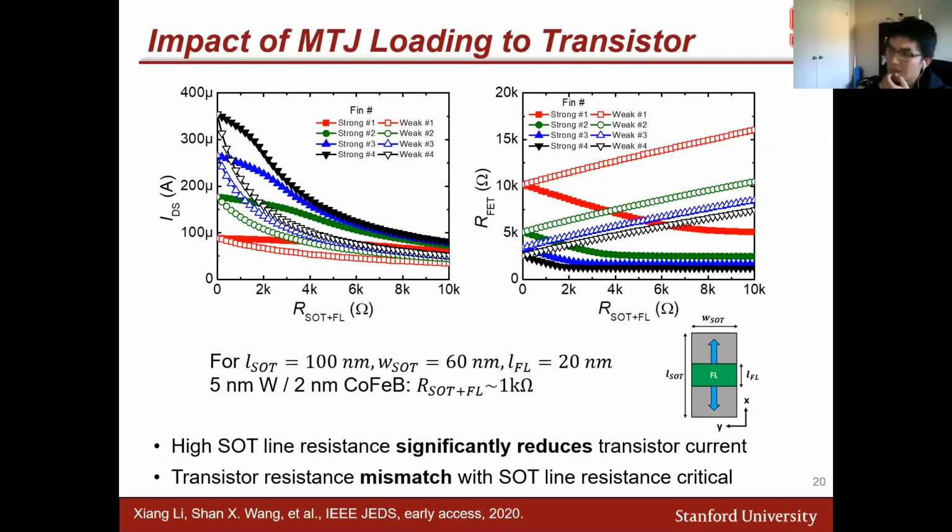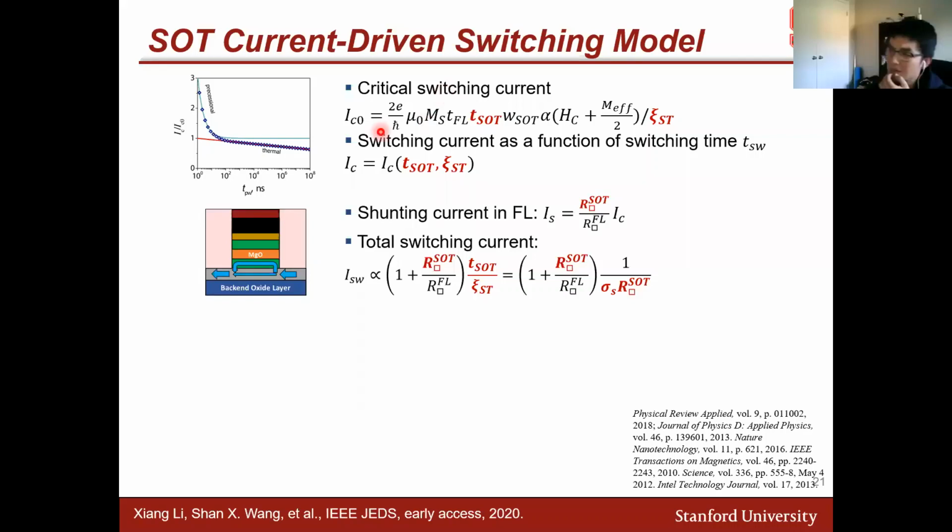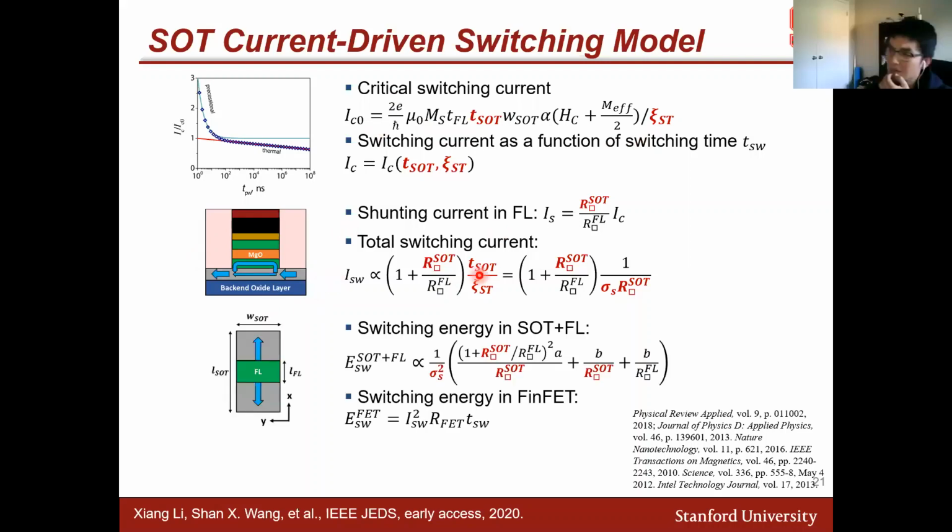Okay, so now I will switch to the model that we construct. This is pretty well known in the field, so I'll go over it very quickly. The basic idea is we can model the switching current or the write current using this theoretical equation, and then we can take into account the shunting current, and we can also take into account the physical layout to get two things. One is a switching current, the other one is a switching energy.